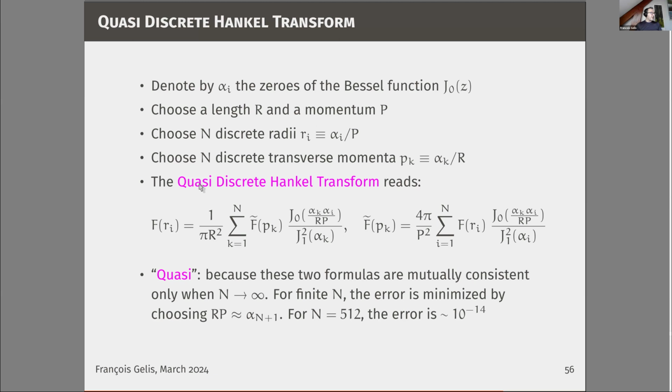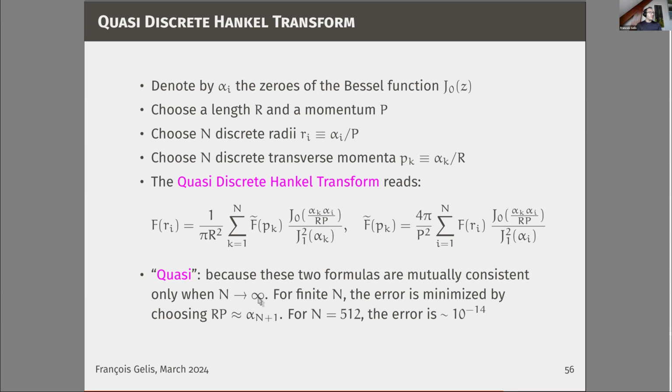I should tell you a little more about the quasi in the name of this algorithm. It's because there is a little cheat when I write these formulas. So in fact, strictly speaking, one of the two formulas is slightly incorrect. So if you define f in terms of f tilde by the first formula, then the second formula is not exact. It's an approximation of the inverse. It's only exact if n goes to infinity. But at finite n, there is a little violation of the second formula.